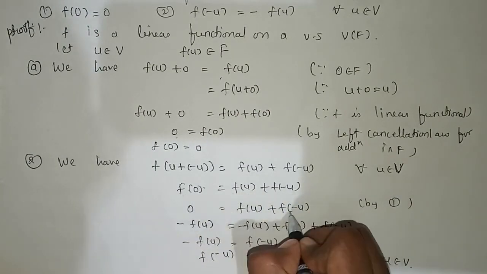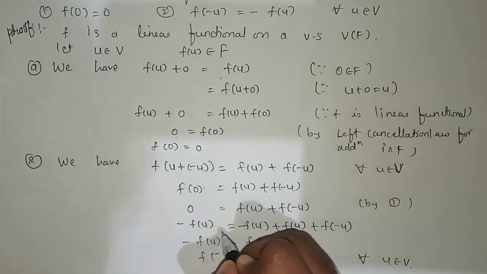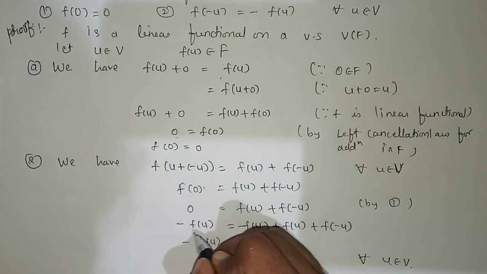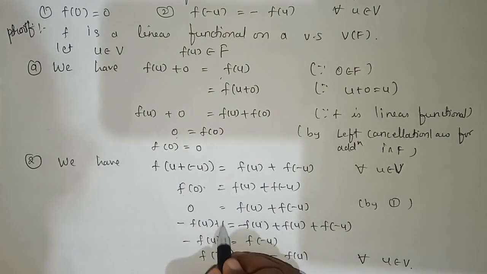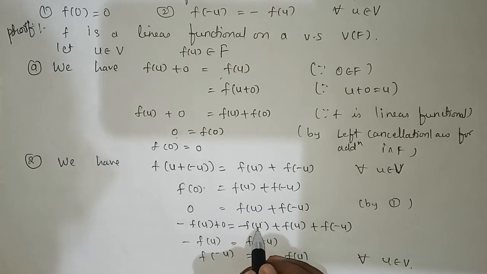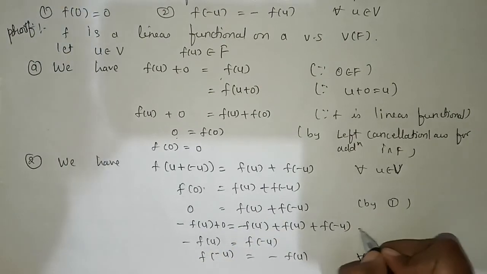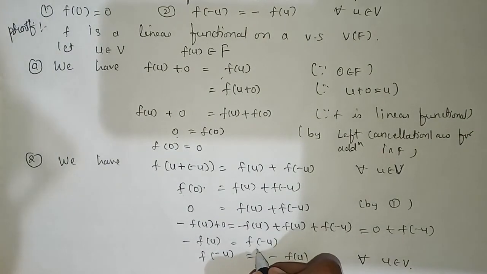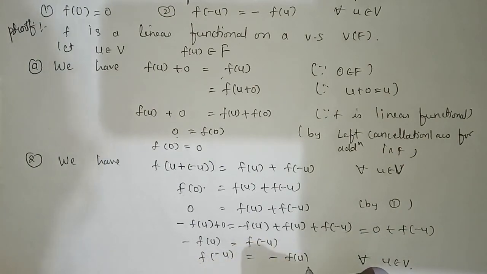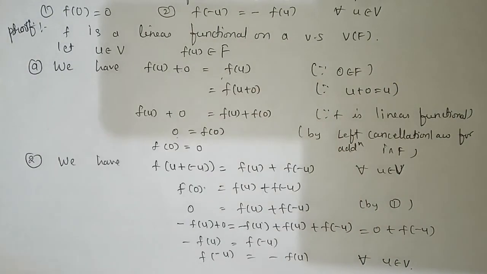Now I have to take the additive inverse of f(u). So on taking the additive inverse of f(u) on the left hand side, I am getting minus f(u) plus 0 is equal to minus f(u) plus f(u) plus f(minus u). So this becomes 0 plus f(minus u). Now 0 plus f(minus u) is nothing but f(minus u) only. So I am getting the answer as f(minus u) is equal to minus f(u). Therefore, we get the required result which is asked in the question. So this is the theorem based on linear functionals.